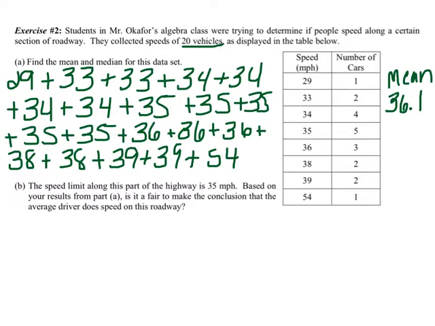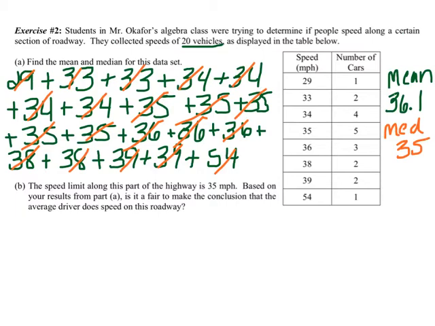Now let's go ahead and do our median, crossing off on each side, and work our way all the way back towards the middle, like I did in problem number 1. So the middle number in between 35 and 35 is 35. So my median is 35.